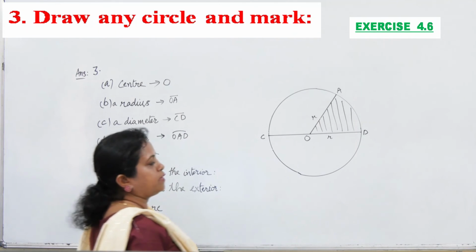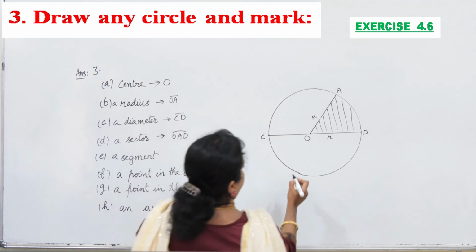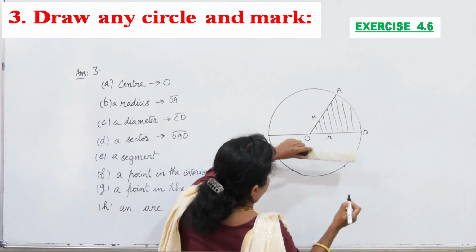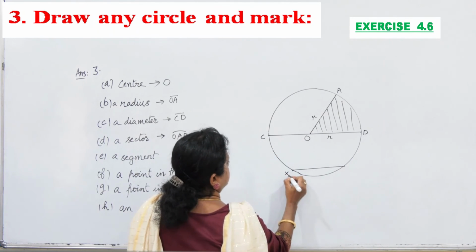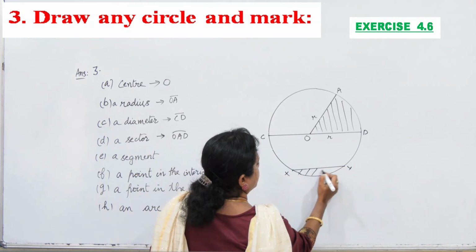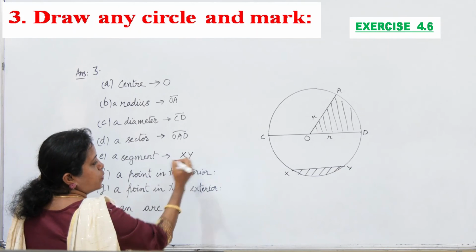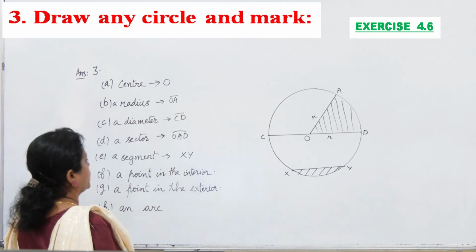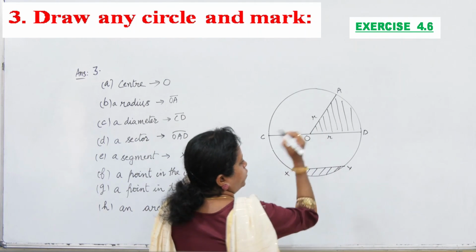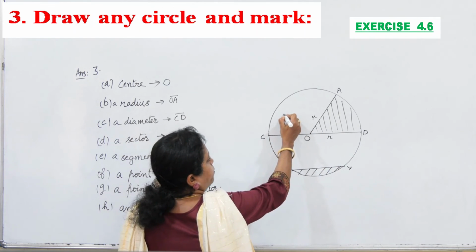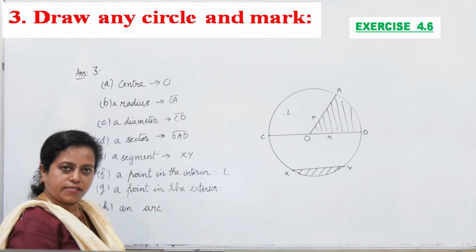Segment, what did we learn about segment? A segment is a region between the chord and an arc of the circle. So if you take any 2 points and join them, this region will be one of the segments of the circle. So here the segment is the shaded part, XY is the segment of the given circle. A point in its interior. So here you have the point O which lies in the interior, or you can take any other point and name it and say that this point L lies in the interior of the circle.